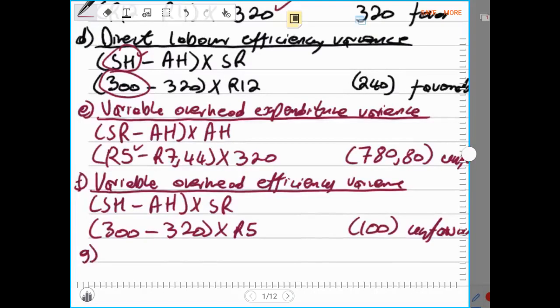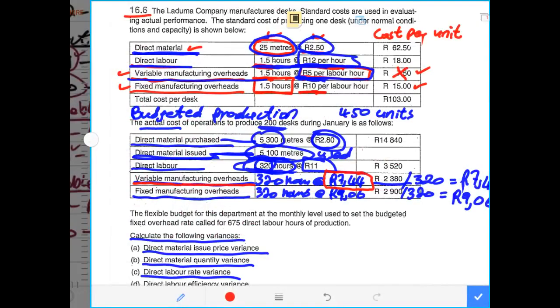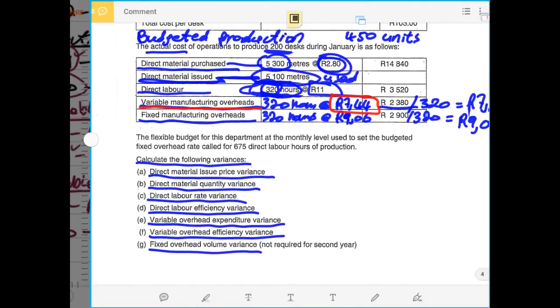Now we go to the last variance, which is number G, as it was required of us. The last variance was the fixed overhead. Let me just confirm which of the variances they require us to do under the fixed overhead. They required us to do the fixed overhead volume variance, which they also mention is not for second year. So let us do the fixed overhead expenditure and deviate away from the requirements.